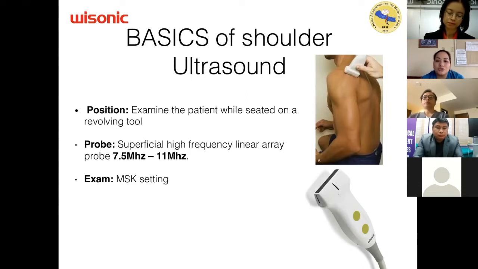The probe that we use is a superficial high frequency linear array probe, like you can see in the slide. And the exam setting can preferentially be a musculoskeletal setting or another setting, whichever suits you, which has a better musculoskeletal view. Sometimes I often use the thyroid setting also for the MSK setting or for the musculoskeletal ultrasound of the shoulder joint.